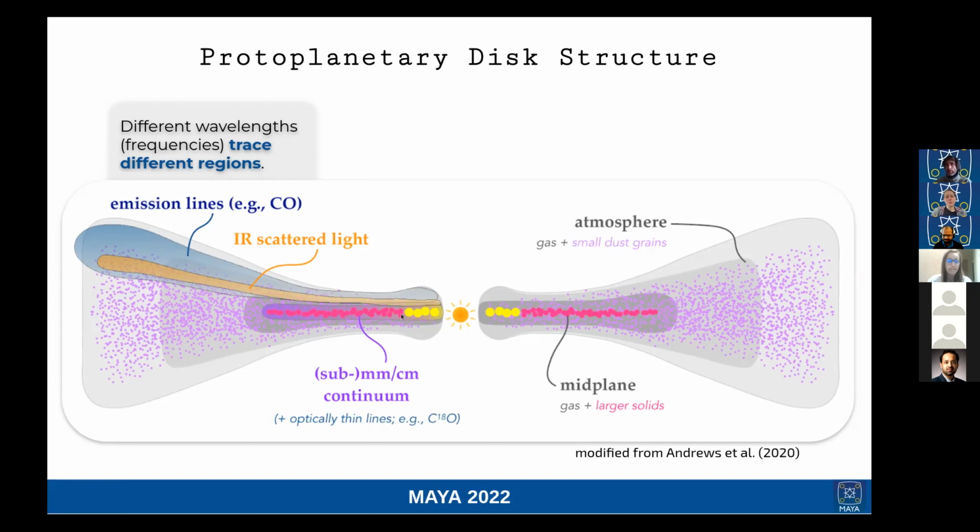So in that sense, that will produce a very peculiar thing in protoplanetary disks: different wavelengths, different frequencies will trace different regions. So if you want to be sensitive to the midplane, for example, you will need observations at millimeter or centimeter wavelength, like ALMA. And also you will see here on the sketch that the gray shaded regions show the distribution of the gas. You will see that it monotonically decreases with radial distance.